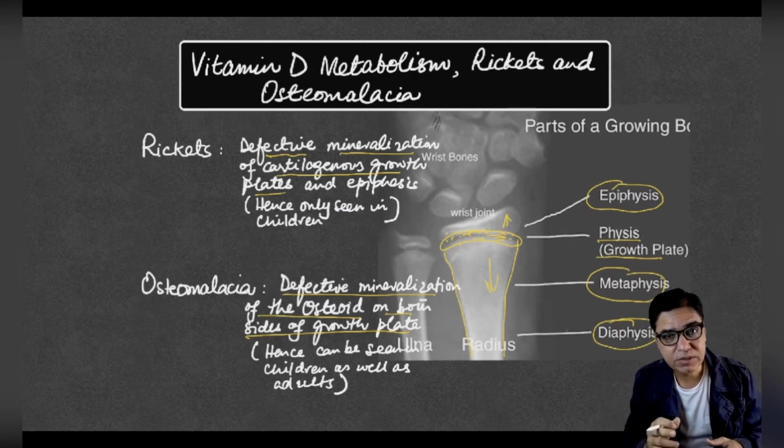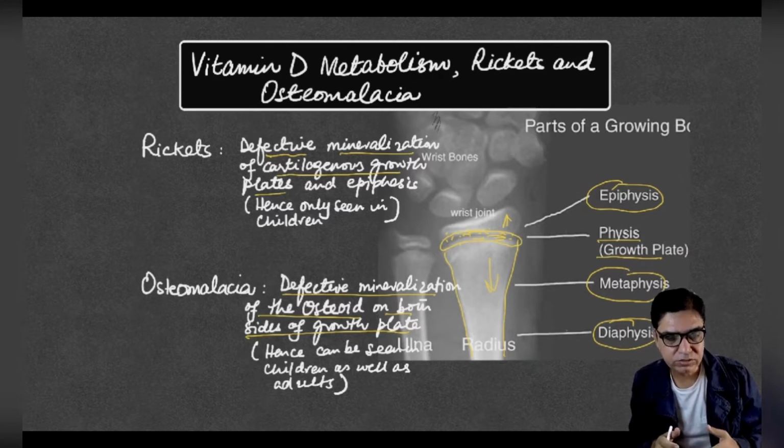That's why keep it in mind that rickets is only a disease of the children. You would not find rickets in adults. Once the epiphyses have closed and you've got defective mineralization, that happens in adults, we call it osteomalacia.